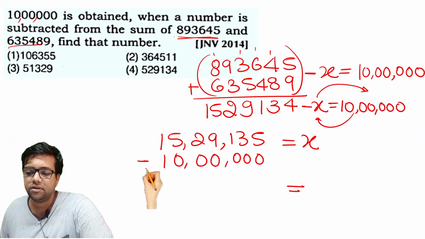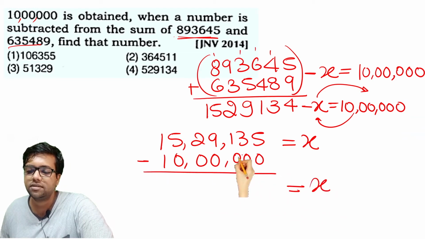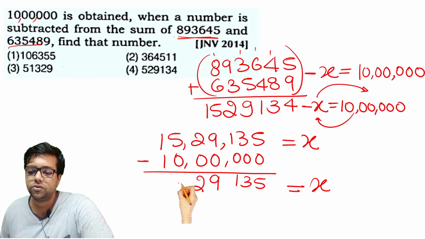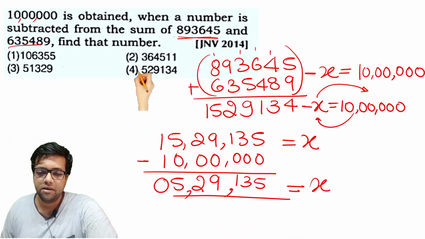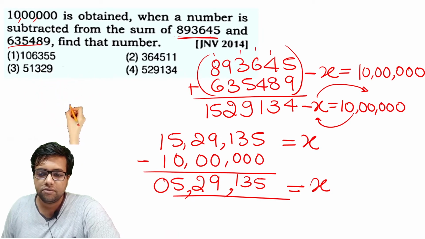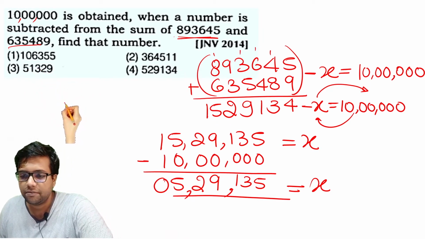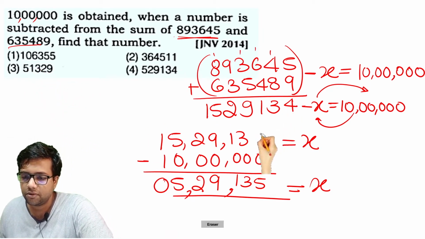Let us find out what is the value of x. 5 minus 0 is 5, 3 minus 0 is 3, 1, 9, 2, 5, 1 minus 1 is 0. Therefore, you are left with 5,29,135. Okay, do we have it anywhere? I'm sorry, this should be 4.